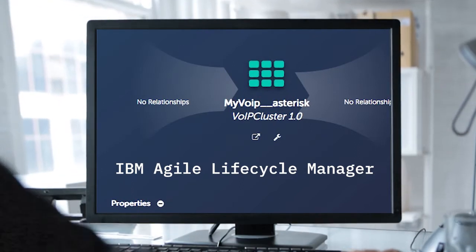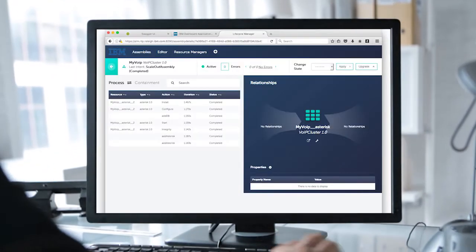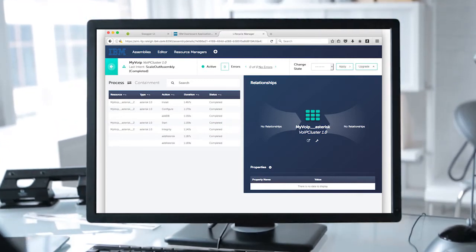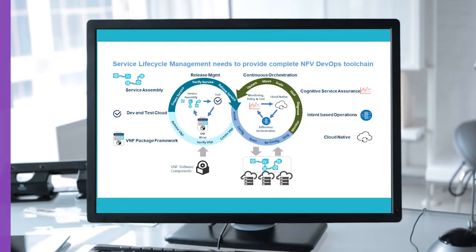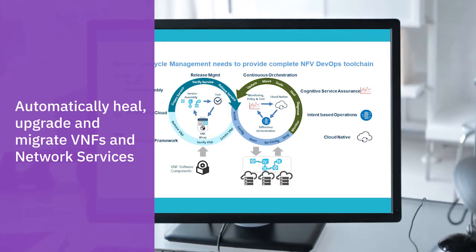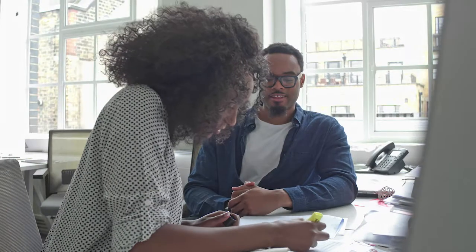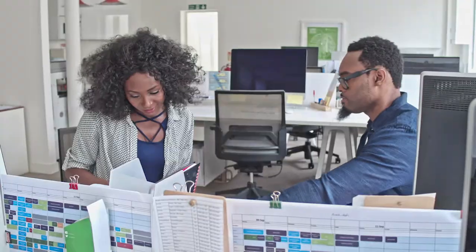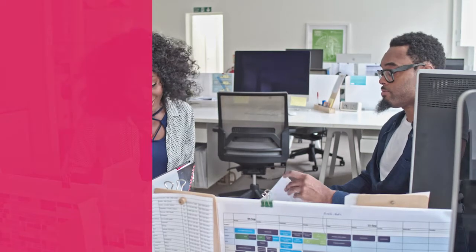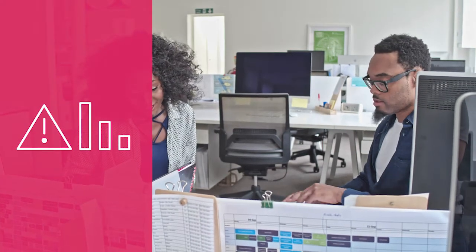IBM Agile Lifecycle Manager automates manual operations by instructing all of the product elements to work together, managing their lifecycle in order of dependency, and ensuring that any damaged components are replaced or healed without human interaction. This lowers the total cost of ownership required to manage the entire lifecycle of the products and services, and decreases the margin of error, thus scaling the factory.